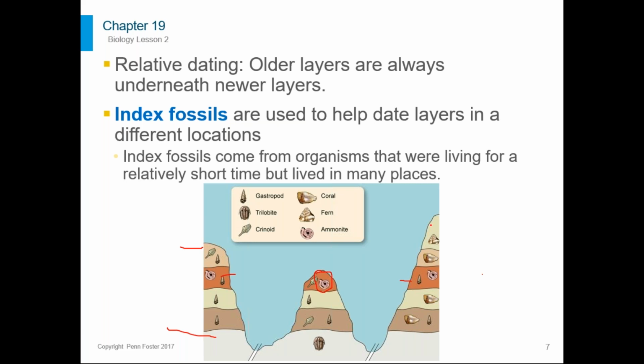So these mountains all look pretty close together, but if you looked at one that was thousands of miles away, and you found an ammonite, you could guess that it was probably the same age as these. Okay, so that makes it an index fossil. You know it's not older or younger than that, and so you could help date the layers at a completely different mountain range, maybe on the other side of a continent or on a completely different continent, because it's got the same index fossils.